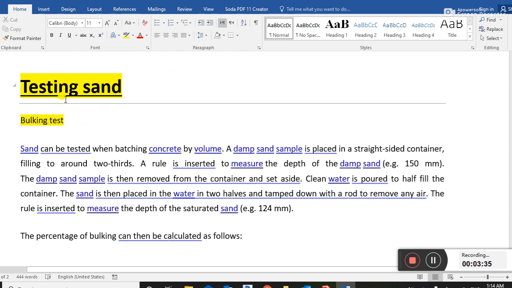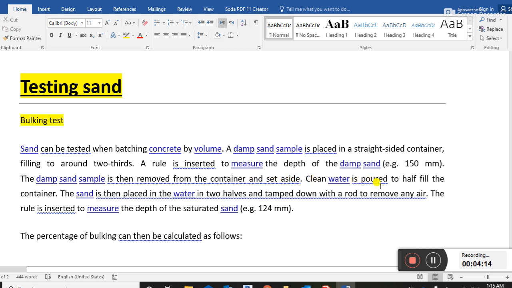Guys, what is the testing of sand? What are the tests we perform on the sand? Guys, bulking test. Sand can be tested when batching concrete by volume. A damp sand sample is placed in a straight-sided container, filling to around two thirds, and a rod is inserted to measure the depth of the damp sand, for example 150 millimeter. The damp sand sample is then removed from the container and set aside.